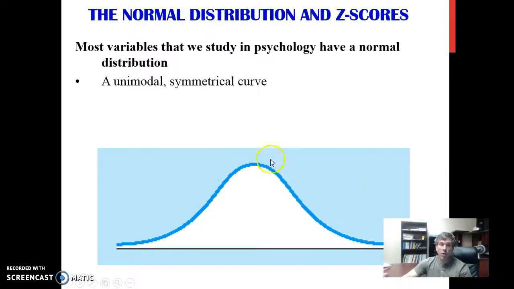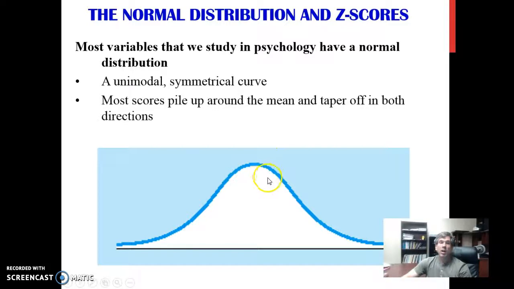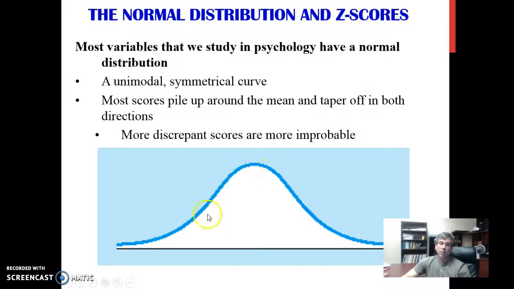Normal distribution is unimodal, one peak, it's symmetrical. Again, scores are most frequent closer to the mean. The closer to the mean you get, the more frequent scores are. The farther away from the mean you get in either direction, the more improbable or unlikely or infrequent those scores become. And again, it's symmetrical, so this left downward slope is a perfect mirror image of this rightward downward slope. The farther and farther away you get from the mean, the more improbable your scores are.